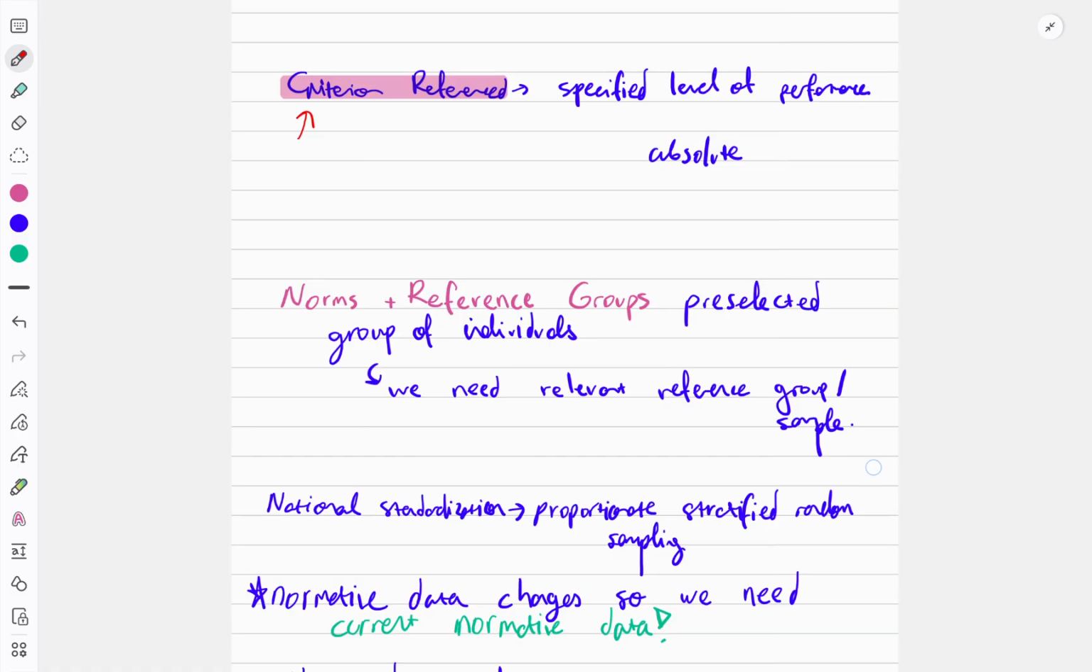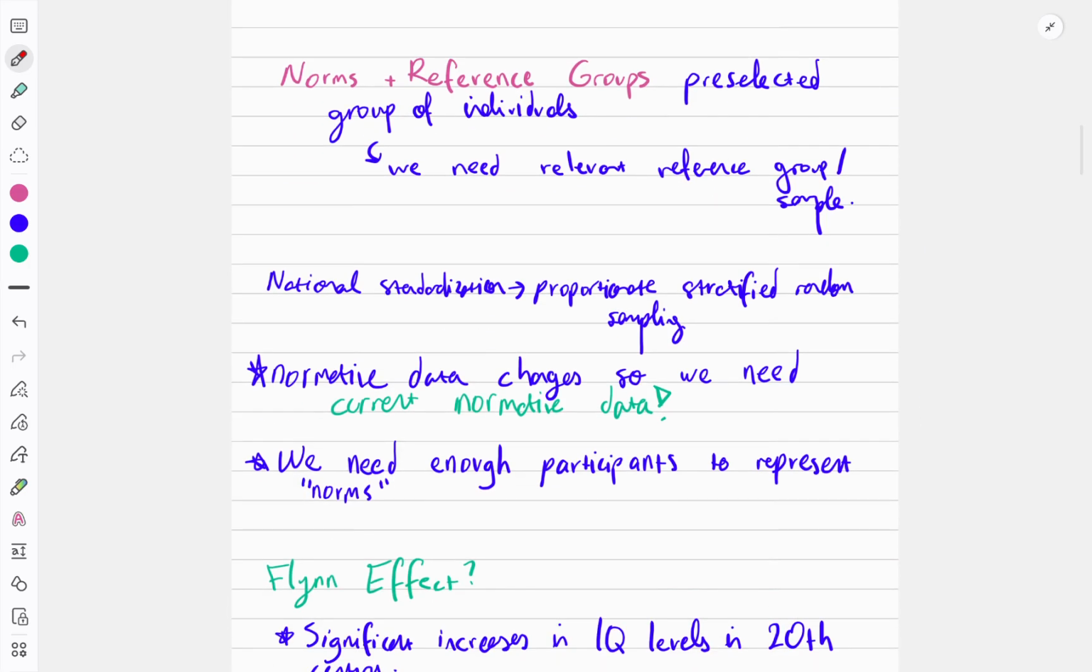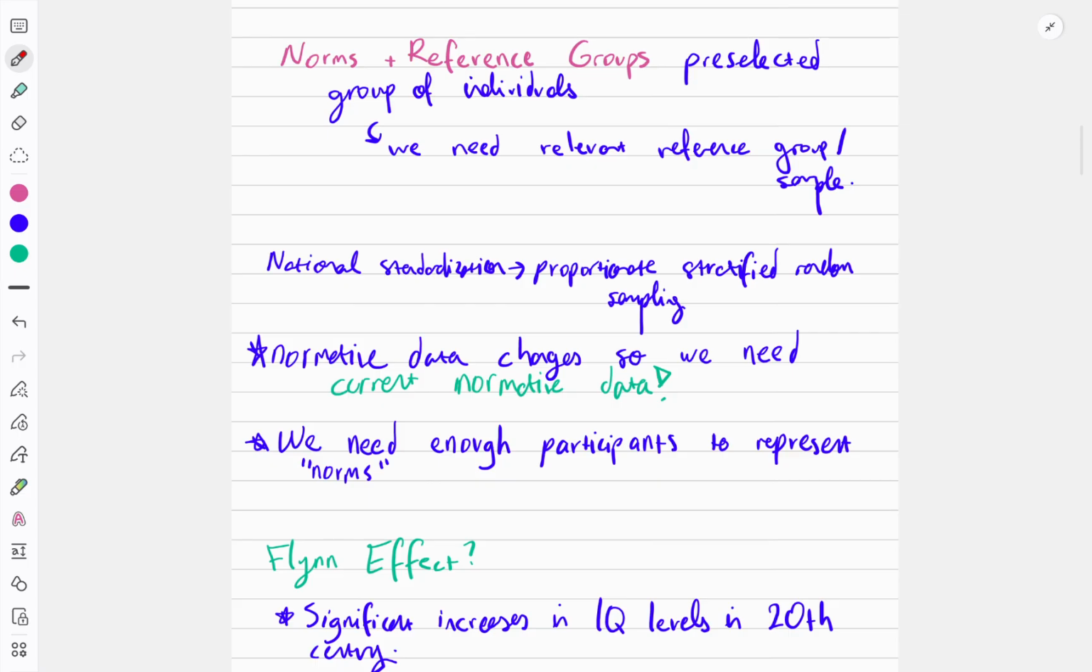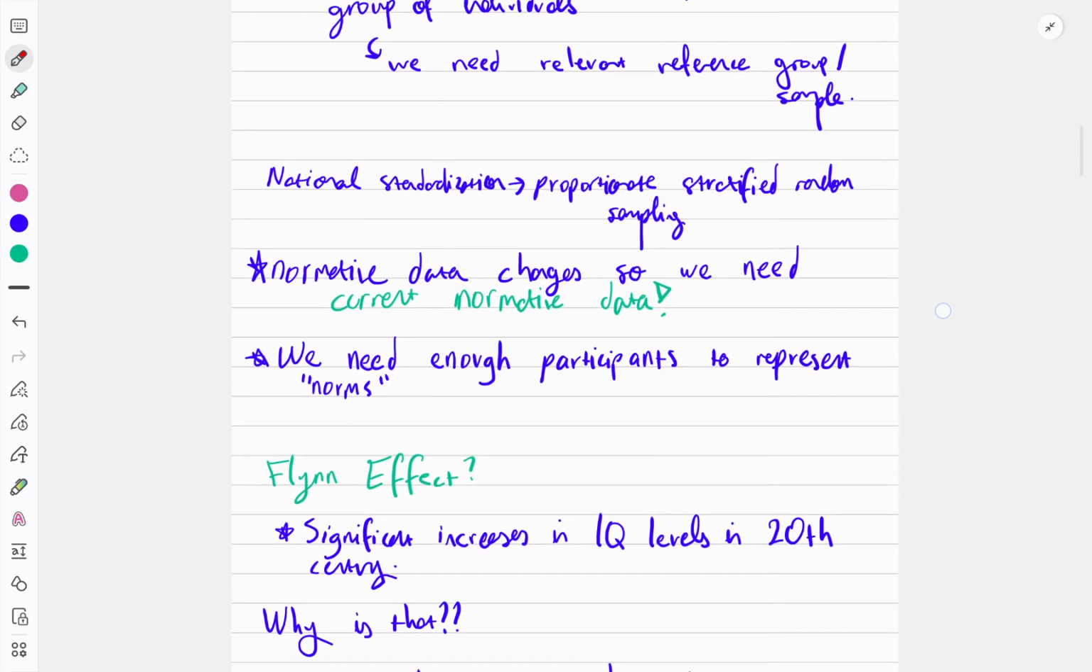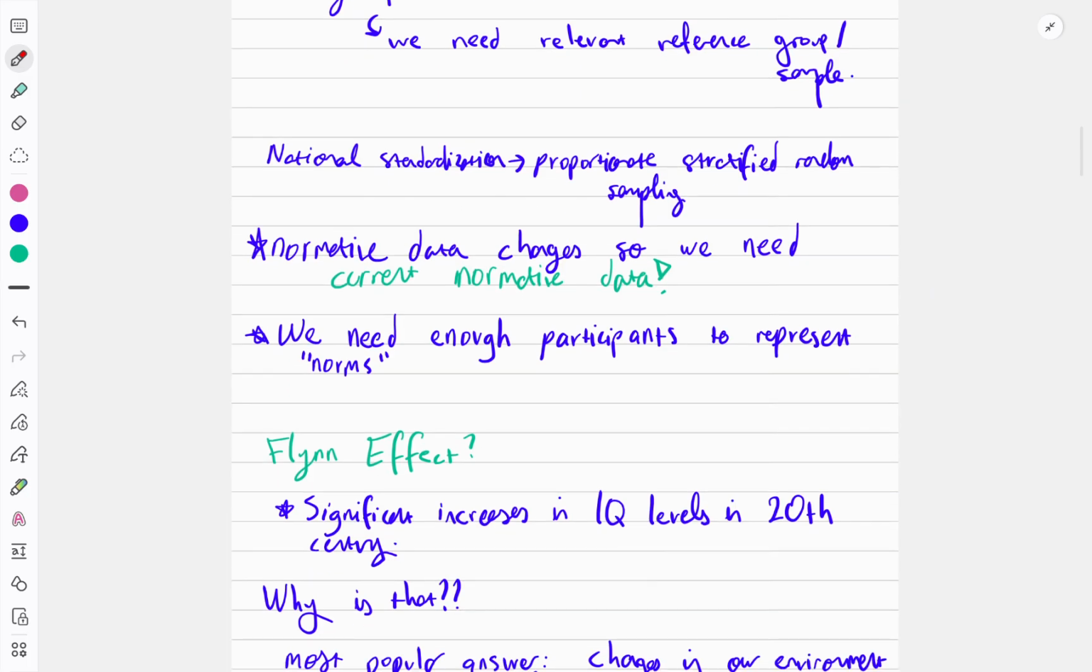So norm and reference groups are pre-selected groups of individuals, and we need relevant reference groups and samples. So we can do something called national standardizations. These are detailed notes so that you can understand the topic more deeply. I'm not going to go through each thing very deeply, because most likely the instructor won't really emphasize on them.